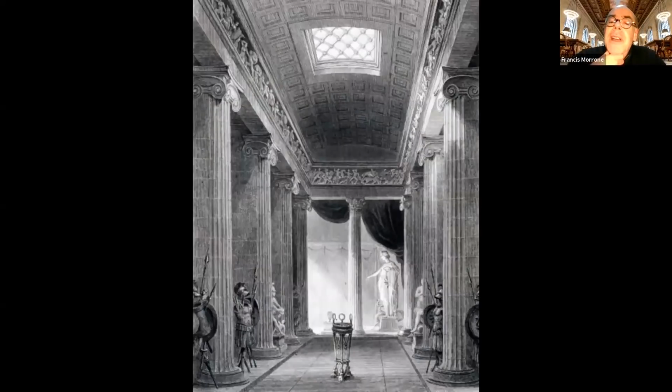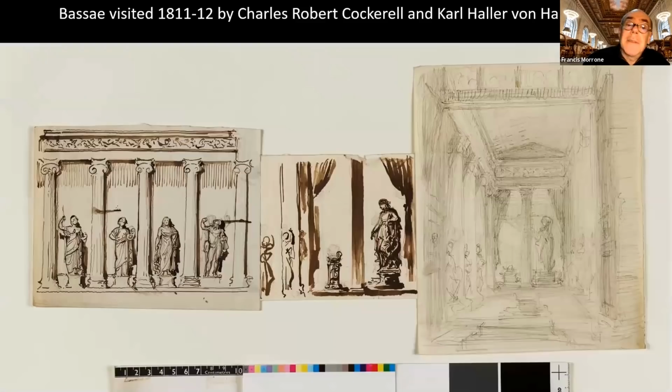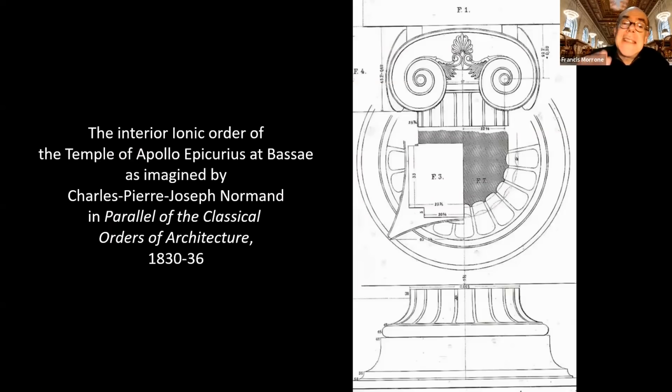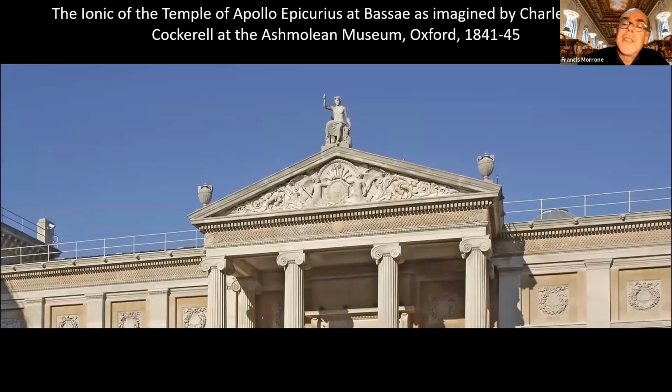And this is Cockerell's rendering of what the inside of that temple looked like. There are the Ionic columns, and there is that lone Corinthian column with a statue off-center just to its right. Now, this was based on very sound conjecture about what this temple actually looked like, and isn't it fascinating? He visited Bassai, by the way, Cockerell, in 1811 to 12, and sort of in the spirit of Lord Elgin, made off with all sorts of stuff. But it's the Ionic order of Bassai which is so interesting.